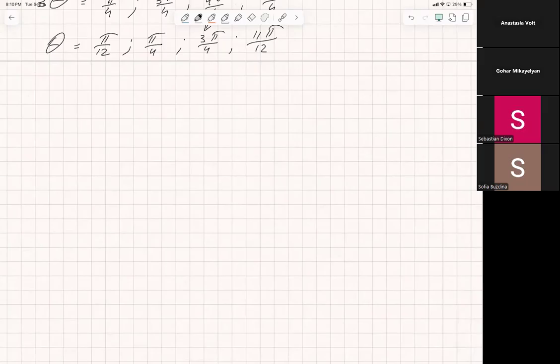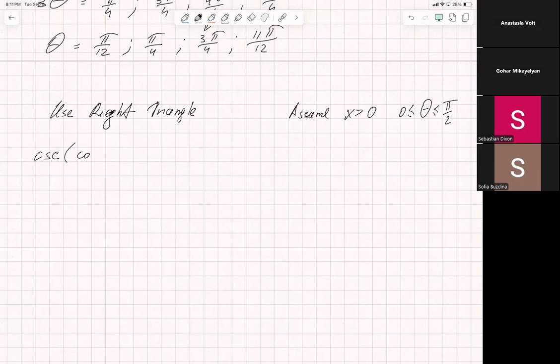I just want to reiterate a couple more problems so that you guys are more prepared. Let's say I have an example: use a triangle to solve the following functions. Assume x is greater than 0, and we're working in the first quadrant just for simplicity. We have cosecant of cotangent inverse of x.